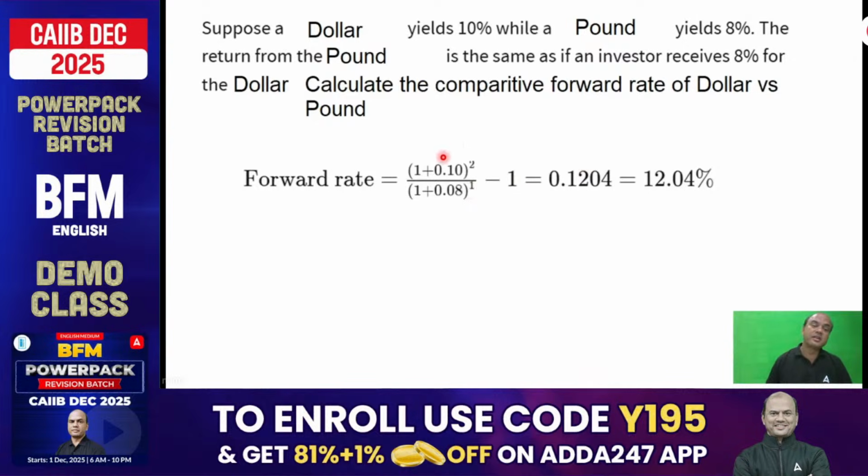Now see this. These numericals are not actually meant for BFM. These are very tough risk management elective numericals. But nowadays these IIBF guys are asking such tough numericals that the level is going up and up. That's why I have taken this numerical. If you get such a comparative numerical, use it very simply: 1 plus dollar interest upon 1 plus pound interest, minus 1. You will get this answer directly, 12.04%.